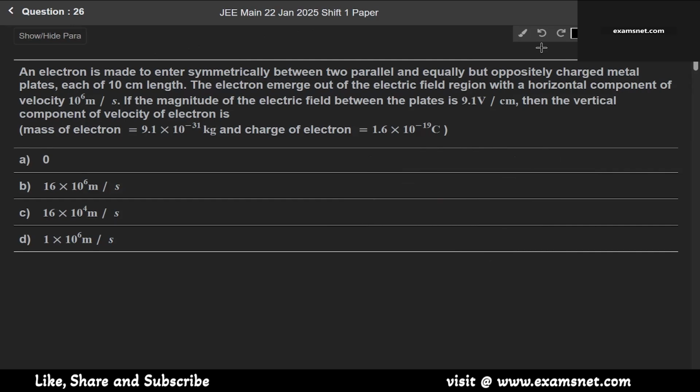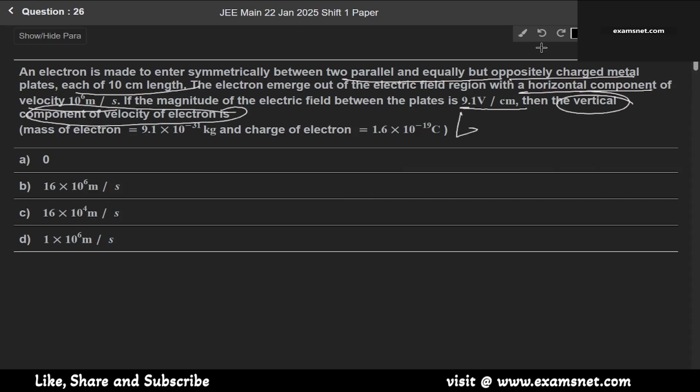An electron is made to enter symmetrically between two parallel and equally but oppositely charged metal plates, each of 10 centimeter length. The electron emerges out of the electric field region with a horizontal component of velocity. If the magnitude of the electric field between the plates is 9.1 volt per centimeter, then find the vertical component of the velocity of electron.